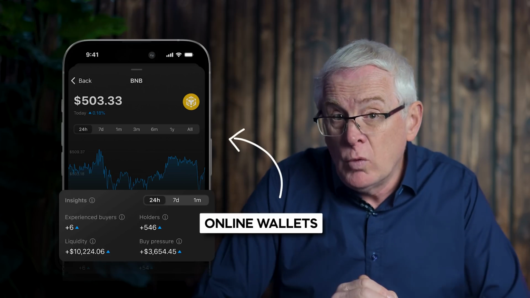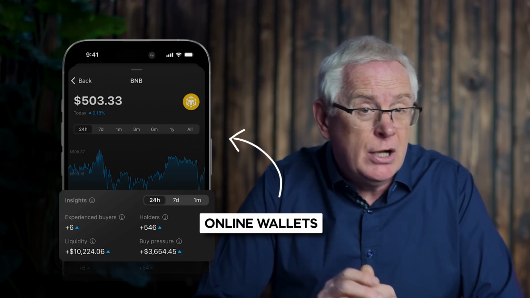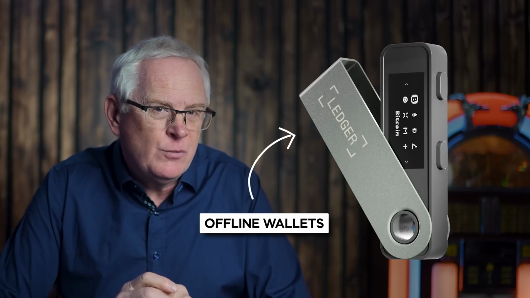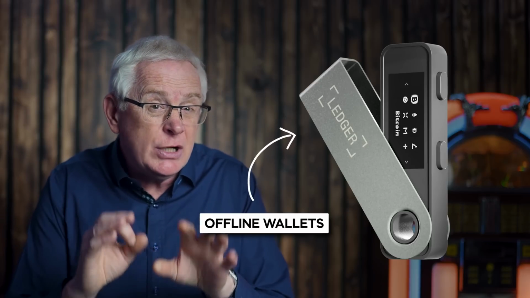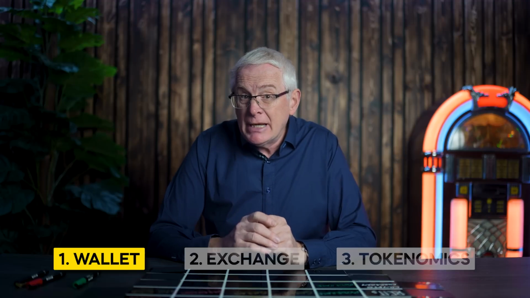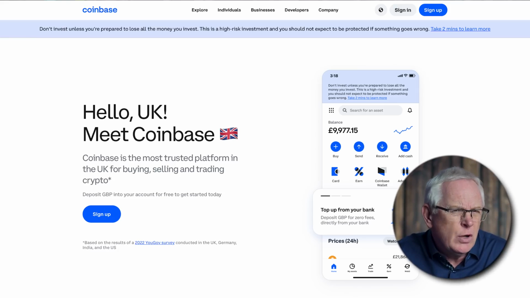First are online wallets. These are easy to use, but you'll need to protect them with very strong passwords. Second are offline wallets, like hardware wallets. These are the safest because they're not connected to the internet. Next, you'll need to pick an exchange to buy and sell your crypto. Some popular ones are Coinbase and Binance. These platforms make it simple to trade, but make sure to choose a trustworthy exchange to avoid any issues.